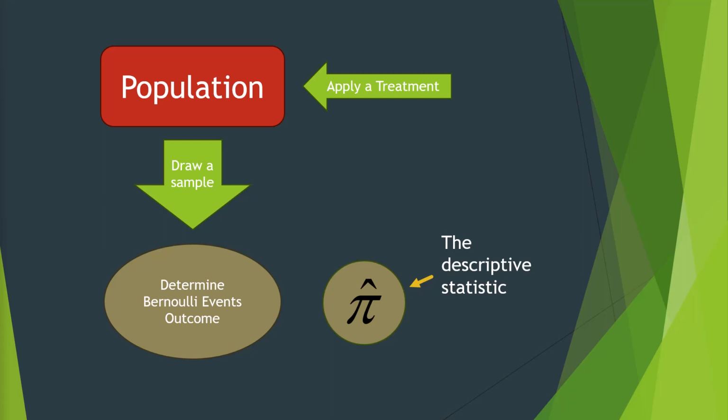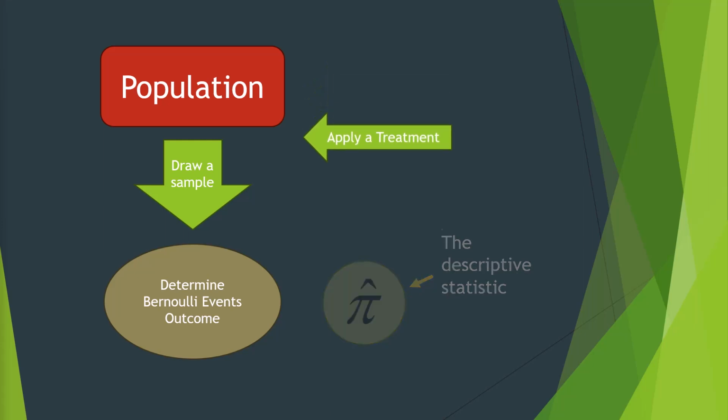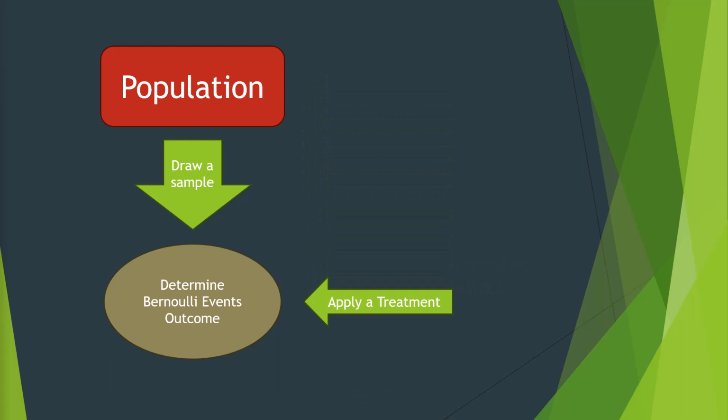Now, the idea that we applied the treatment to everyone in the population is unrealistic, just as we cannot measure everyone. So instead, we sample first and then only apply the treatment to the members of the sample. Now, note the logic here. The Bernoulli events we observe after applying the treatment to the members of the sample are the same as what we would observe if we applied the treatment to the population and then selected a sample.